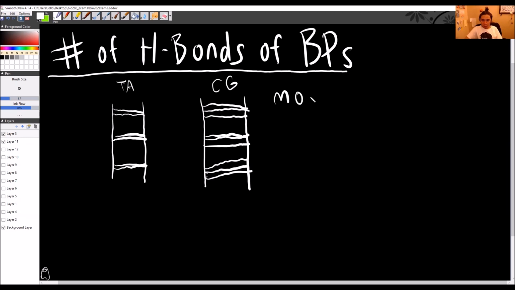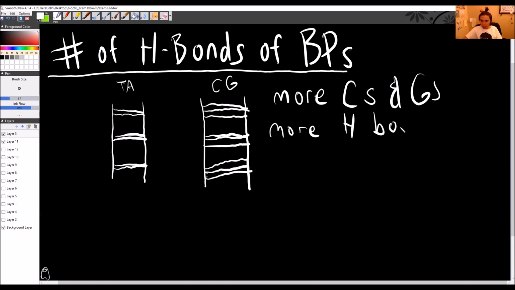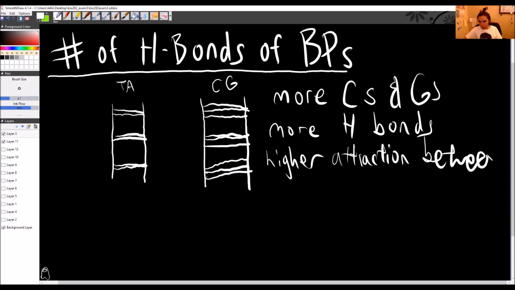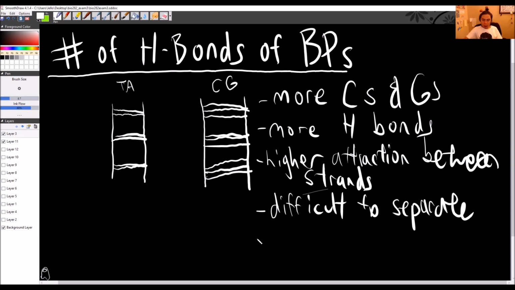So more C's and G's, we have more H bonds, which means that there is higher attraction between strands. And as a result of that, they are difficult to break apart. And this also gives them a high melting point.